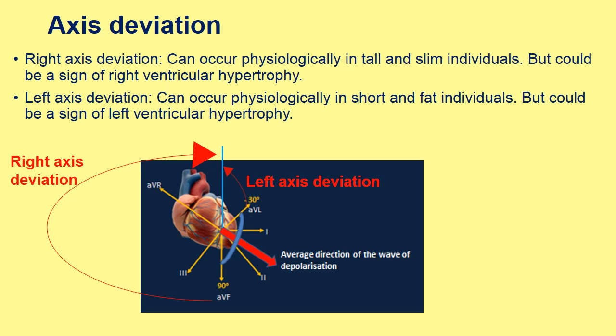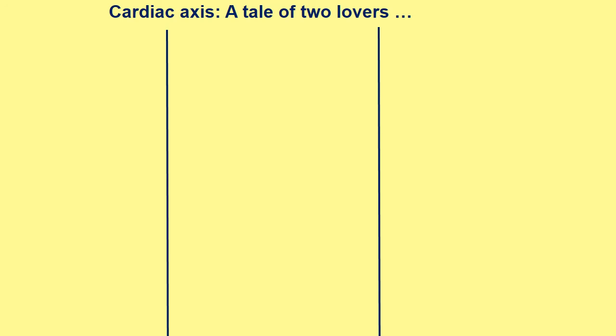predominantly negative. So I'm going to tell a quick story on how you can just look at an ECG and estimate the axis straight away. In case my explanation has confused you, this story should explain it better. I call this story a tale of two lovers.